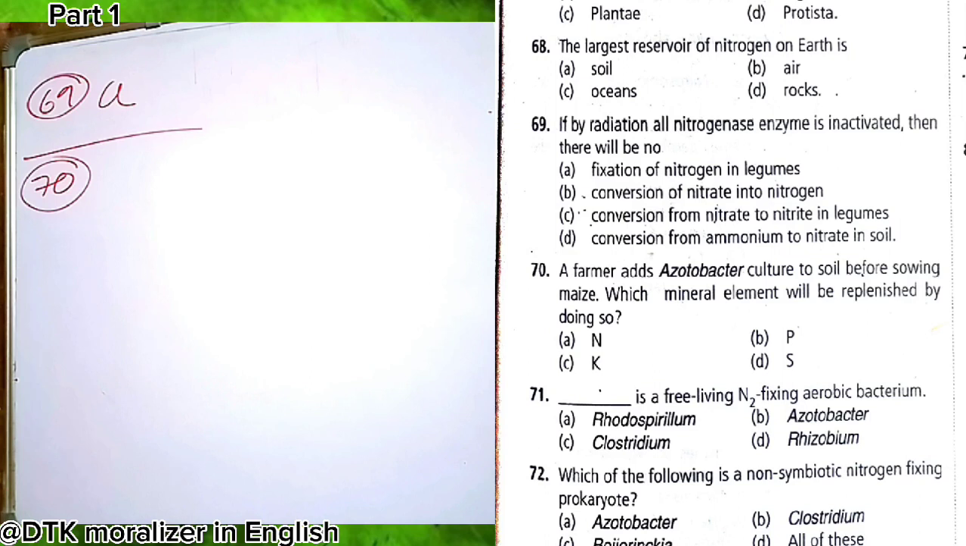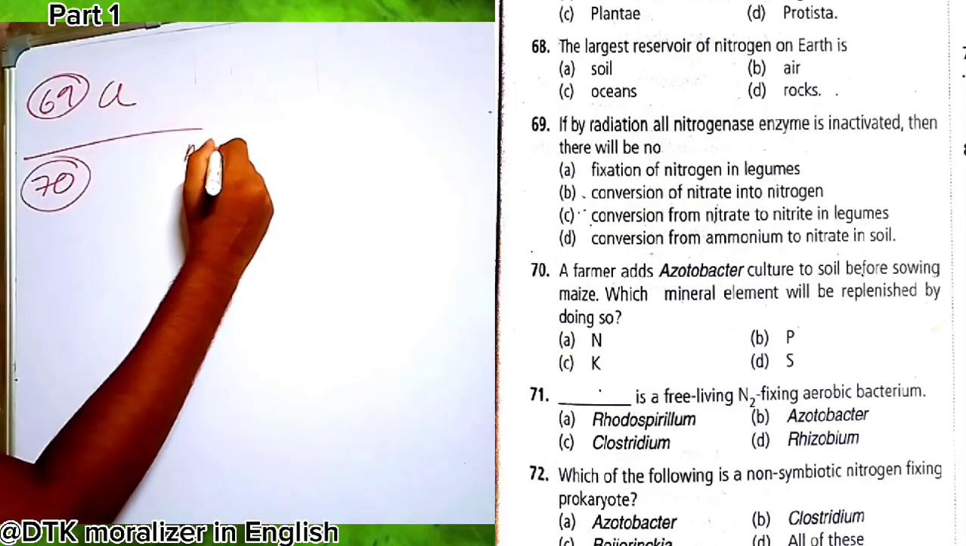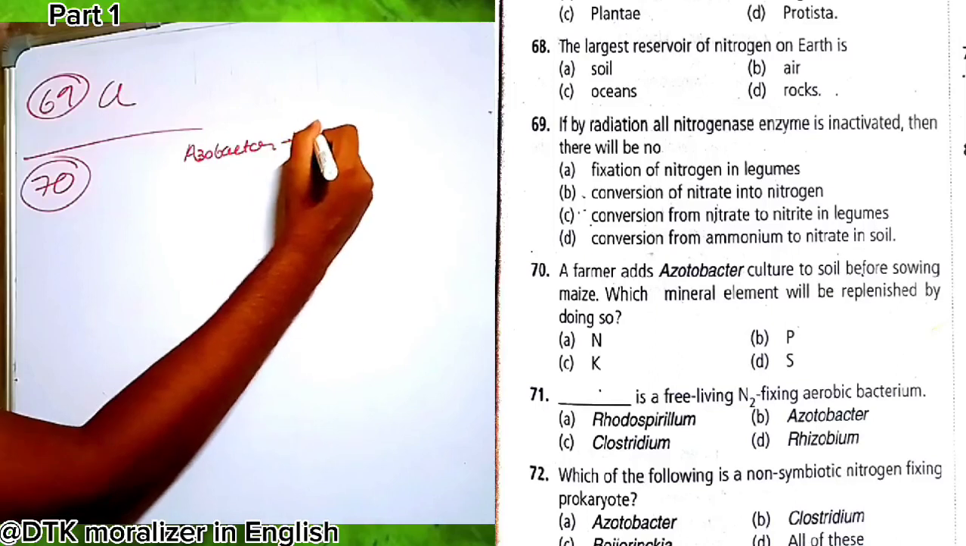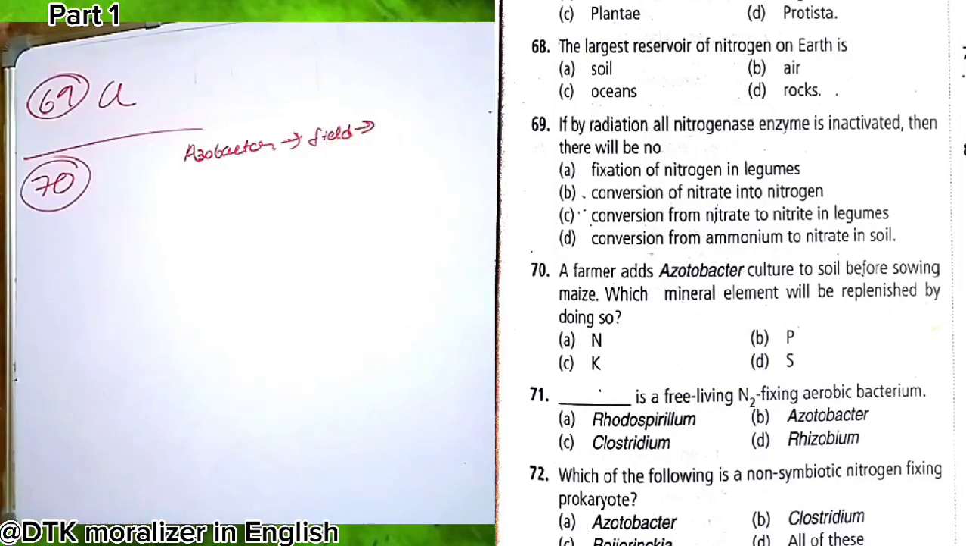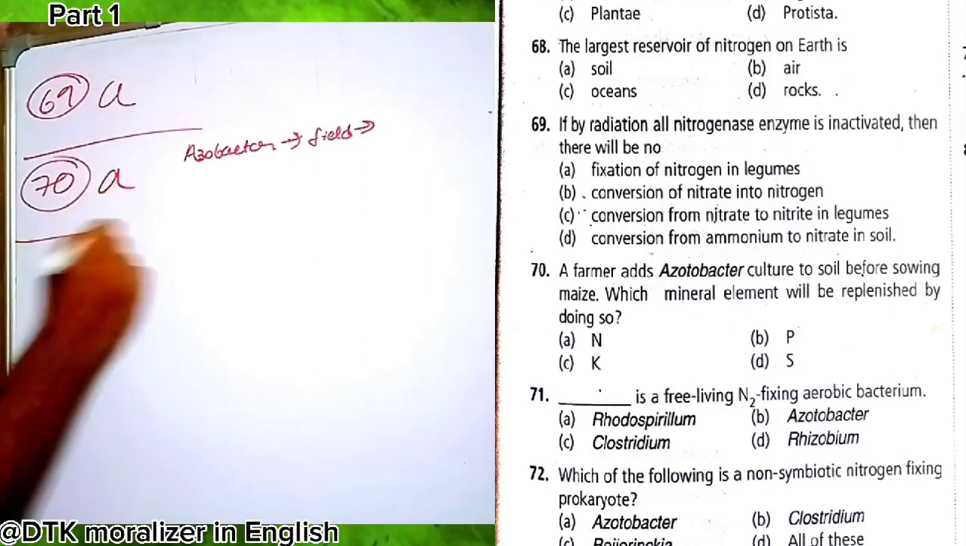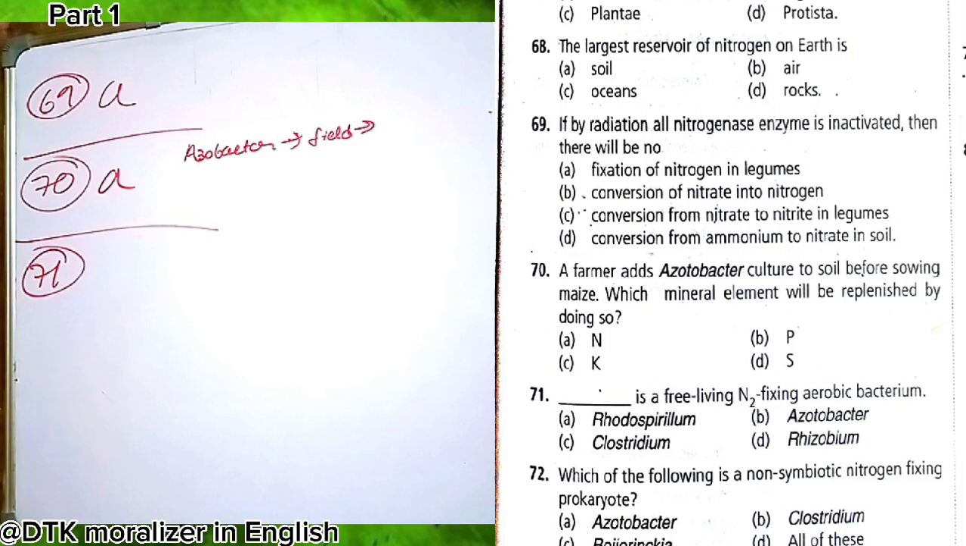Now question number 70. A farmer adds Azotobacter culture to soil before sowing. Which mineral element will be replenished by doing so? Nitrogen. Azotobacter plays an important role in nitrogen fixation. We check the options: nitrogen, phosphorus, potassium, sulfur. Azotobacter in the field increases nitrogen abundance by forming ammonia. So here option A.